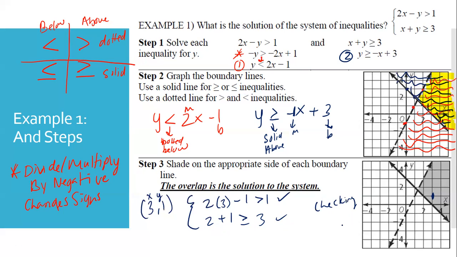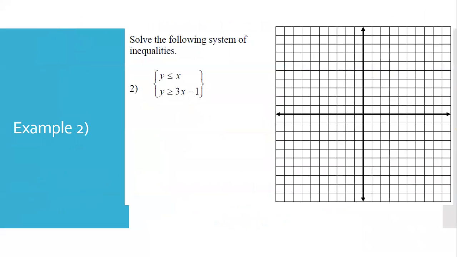So step 1, we isolated the y. Step 2, we drew our boundary lines. Step 3, we shaded. Cool. All right. Let's do one from the beginning. So step 1 is make sure y is isolated. Is y isolated? Yes. Step 2 is to graph.